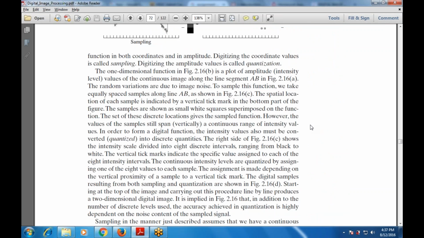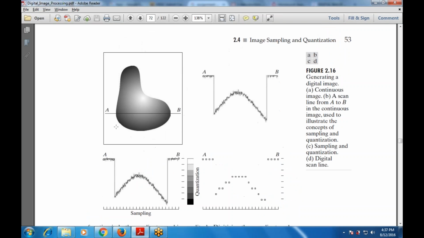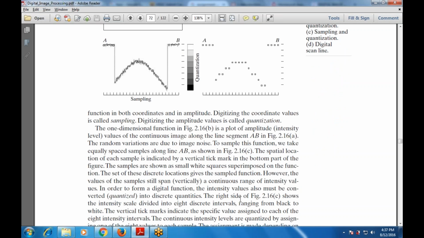And the digital image is also available as a one-dimensional array, shown in the plot of the amplitude, which shows the values of the one-dimensional intensity along the line segment AB in figure 2.16a. These are the figures. This is the amplitude. This is a digital image, a scan of the line from A to B, and this is the sampling method that is used, and this is the quantization that is used with the sampling method.